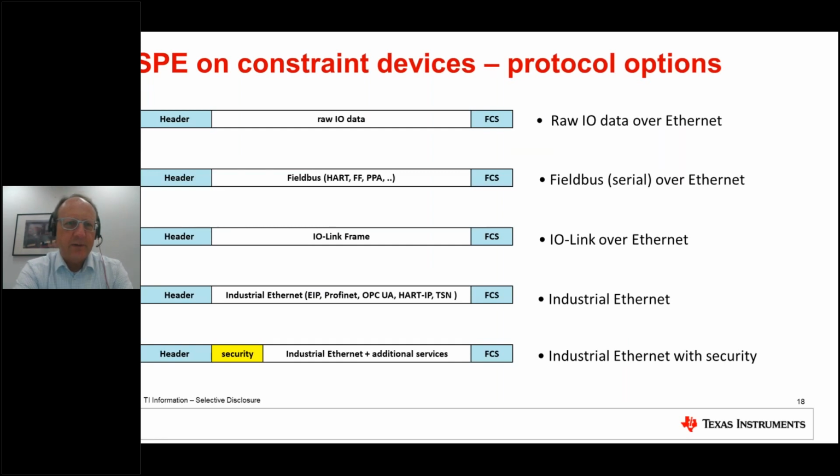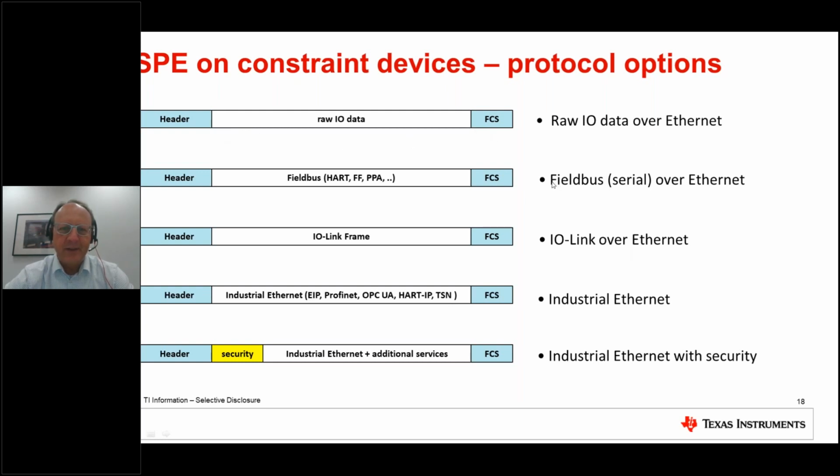Okay. Now, single pair Ethernet on constrained devices. What's a constrained device? It's a device which has a small form factor or power requirements, like in the APL application, 500 milliwatt. There's a lot of protocol options we could think of. If you use it in a closed system in a point-to-point connection, you could just put raw I/O data over Ethernet. And if you are the owner of both sides, you can define your own format, your own protocol, basically.